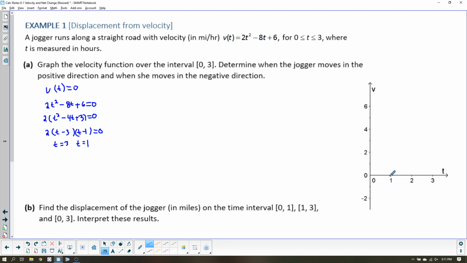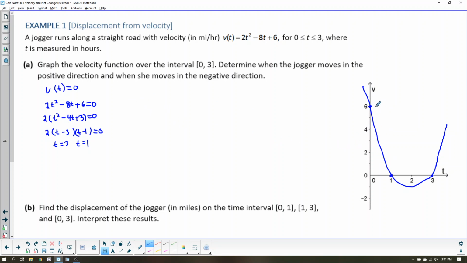So if we come over here, we have velocity 0 at 1, velocity 0 at 3. We also know, if we're graphing this, the y-intercept is 6. Alright, so then we just need to connect the dots. And this is where it's going to get ugly. I tried this earlier and I did not do very well. Alright, that's okay. So this gives us a rough sketch of the velocity.